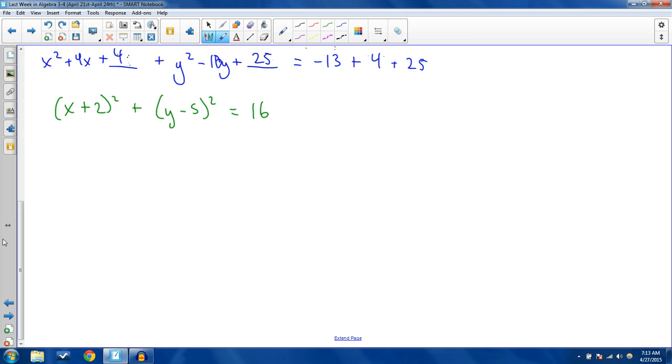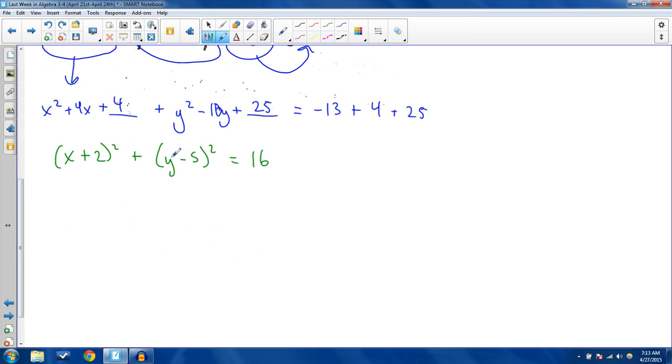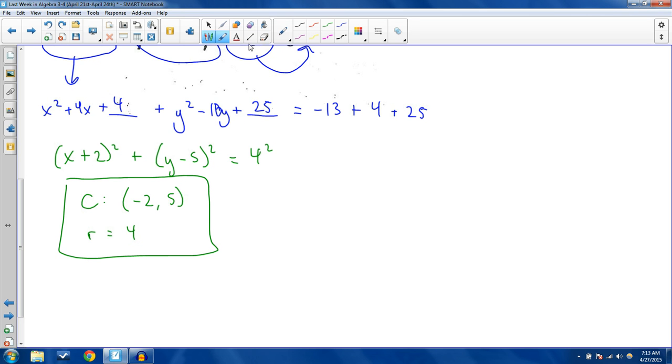So this then has become my proper form for my circle. Now remember, 16 is r squared, so I could have also written this as 4 squared. So my center then becomes, this is x minus negative 2, so this is negative 2 here, and that k value is 5, and my radius is 4. So there's the information that I need.